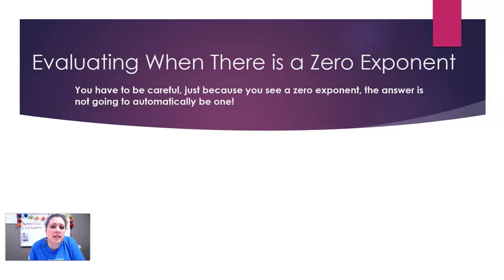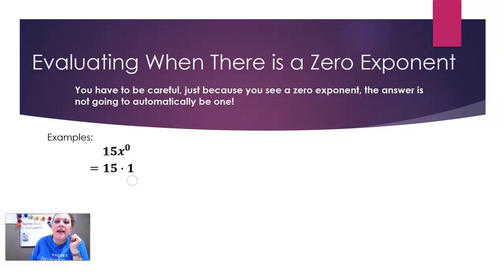Because just because you see a 0 exponent, the answer is not always going to be 1. And I know you're like, but that's what you literally just told me, Mrs. Lawrence, that if I see an exponent that is a 0, the answer is going to be 1. Kind of. What I mean is this. If I look at this 15x to the 0 power, I cannot say that that is 1.